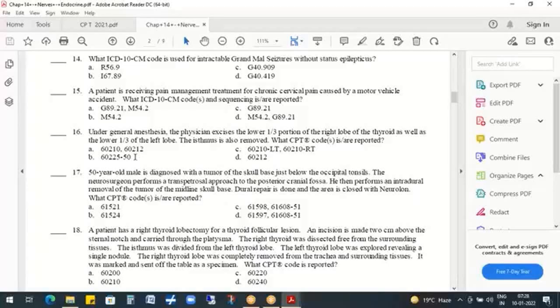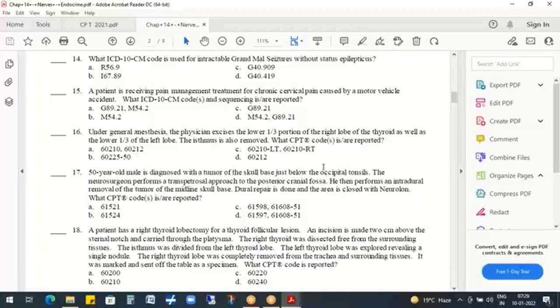Partial removal of right lobe and left lobe. That means partial lobectomy with contralateral subtotal lobectomy. Yes or no? On both sides, half they remove. If you see 60210, that is only partial lobectomy. The next code, if you see partial lobectomy with contralateral subtotal lobectomy, is there or not?